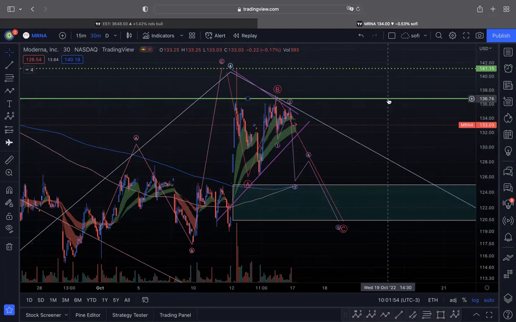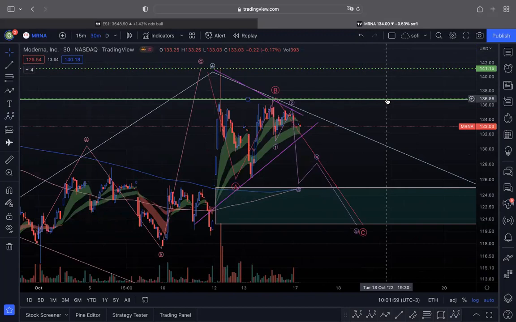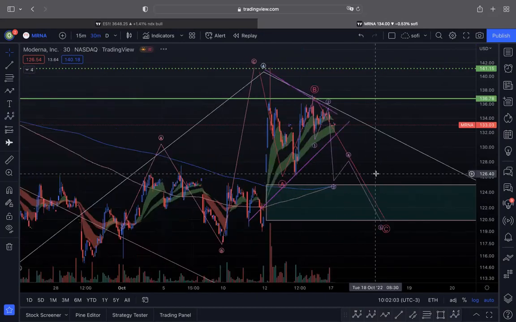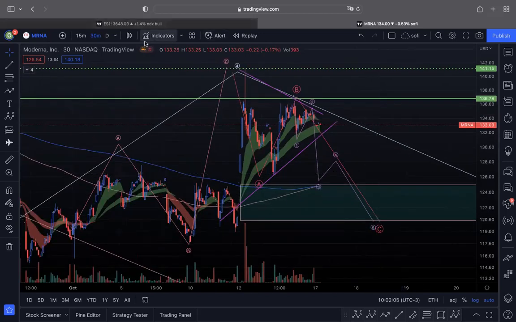So yeah, as long as it stays below 137, that would kind of be where I would stop out of my puts. I think Mrna would be able to come down to 123. Let's see if the indexes kind of allow that kind of movement.